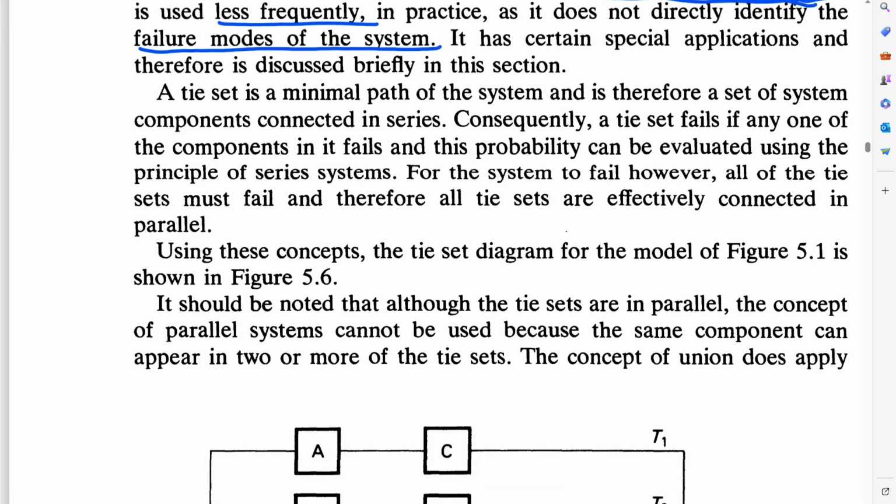A tie set is a minimal path of the system and is a set of system components connected in series, i.e. a tie set fails if any one of the components in it fails, and this probability can be evaluated using the principle of series systems.